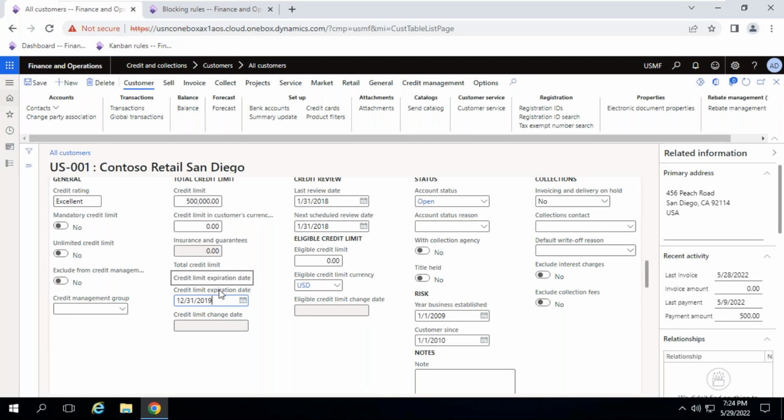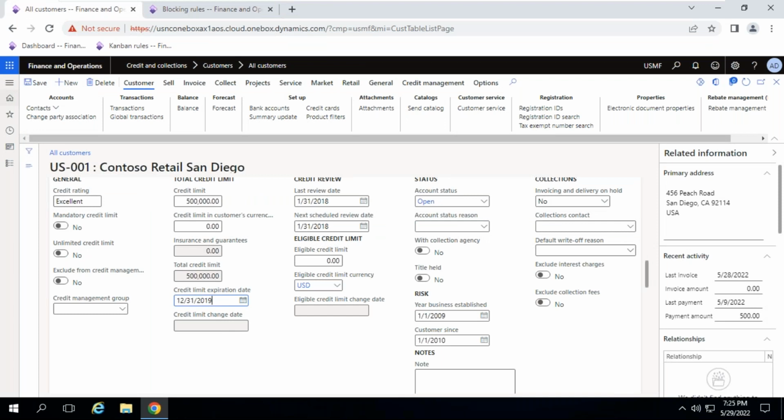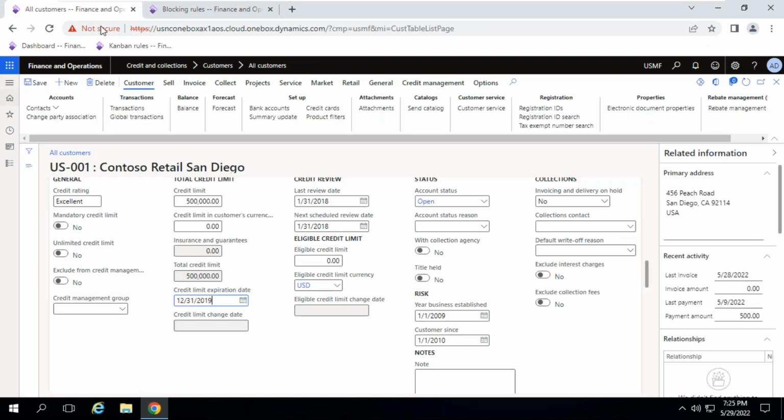Suppose the customer's pending amount is only 20,000 rupees or 5,000 rupees, and the credit limit expiration date is also there. If it is like this, I cannot post a transaction. The days are expired. Earlier the date was not there; now the date is expired. Days credit limit expired. So even if the pending amount from this customer is only 5,000, if the date is not extended for this customer, it will stop.